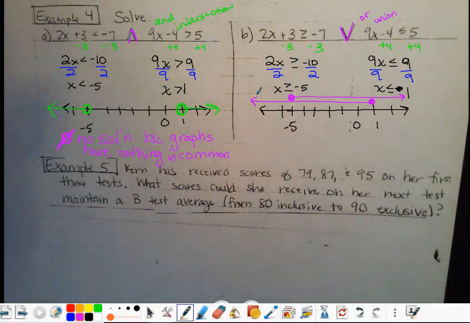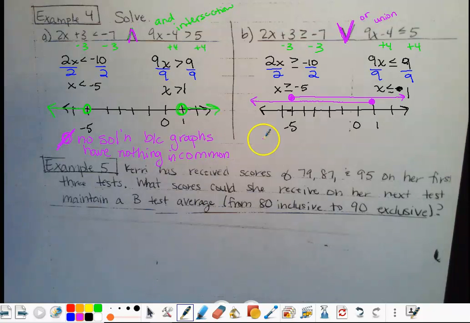Now, this is a union, right? It's a disjunction, a union. It's an or statement. So the solution can satisfy either inequality, which means in this case, any number on the number line is the answer. Absolutely any number. So the solution here is all real numbers. So we would put the real number sign.